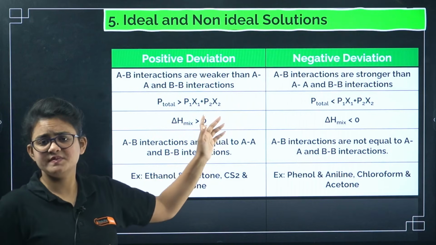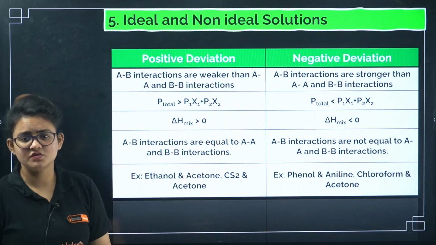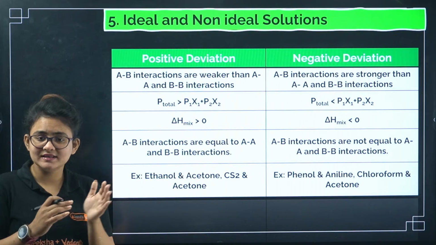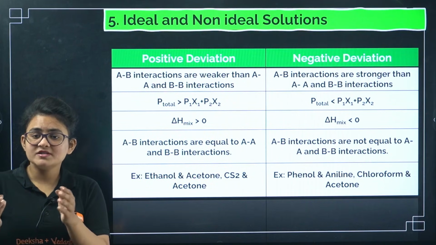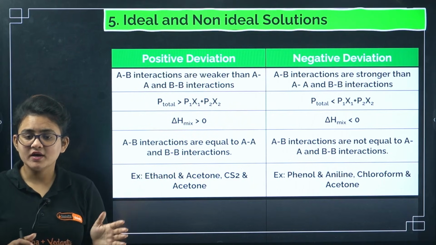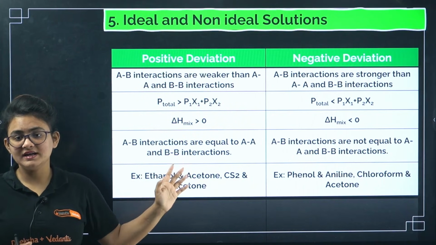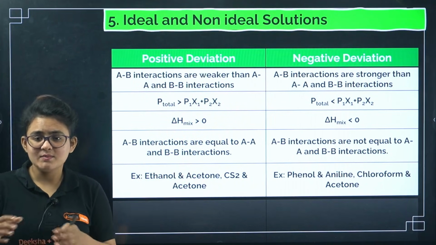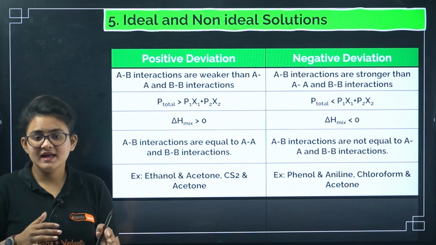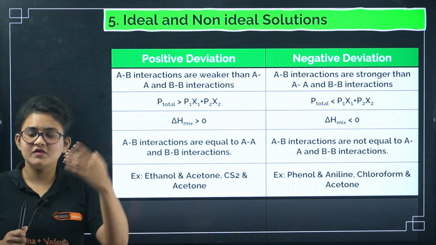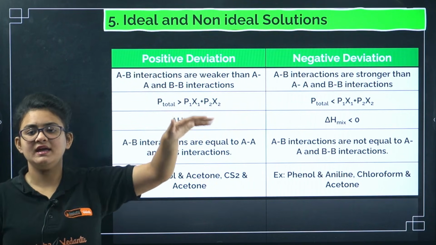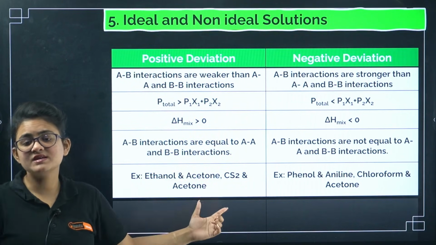Here comes the difference between positive and negative deviation. First, the total pressure should be greater than the summation of the individual pressures for the positive deviation, and for the negative deviation it should be less. Most importantly, for the interaction, the AB interaction should be weaker than the AA and BB interaction for positive deviation, and for the negative deviation the AB interaction should be stronger than the AA and BB interaction. Examples are very important.